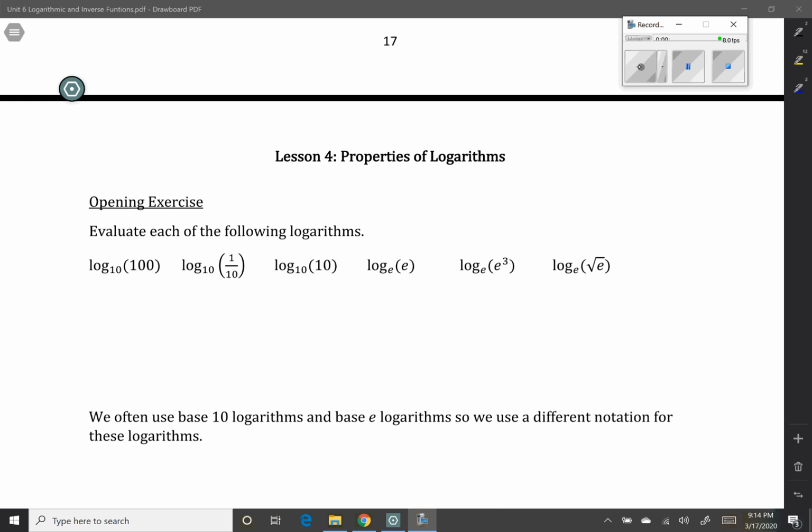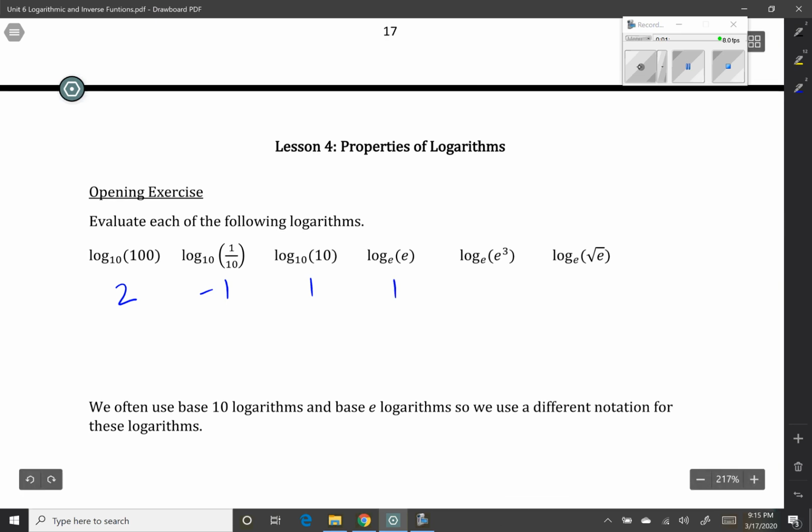All right, so now that you've evaluated each one, either using what you know about logs or even your calculators, I'm hoping that you got an answer here of 2 for the first one. 10 to the second power is 100. Negative 1 for the second one. 1 for the third one. Then for the next 3, you should have gotten 1, 3, and 1/2.